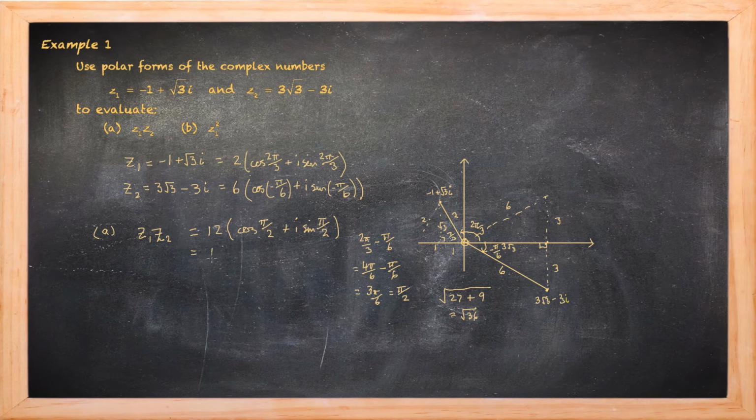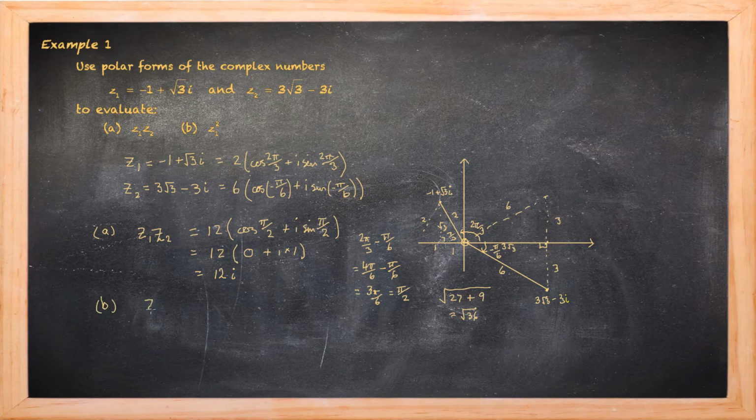And remember, cos pi upon 2 is 0, and sine pi upon 2 is 1. So we have 12 times i. So that's z1 z2 evaluated using the polar forms.